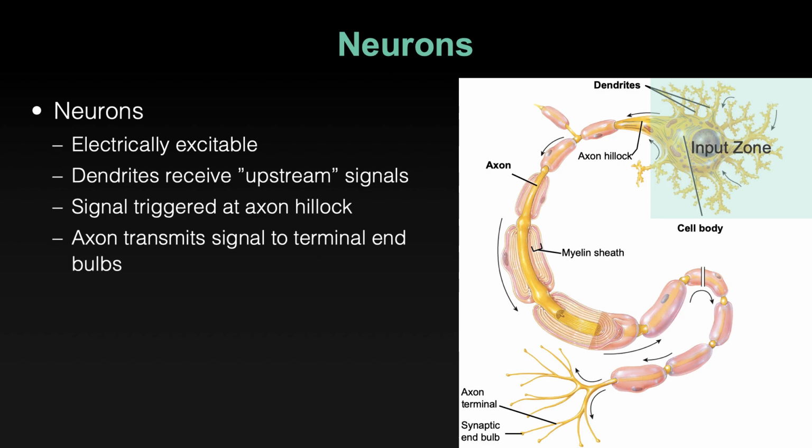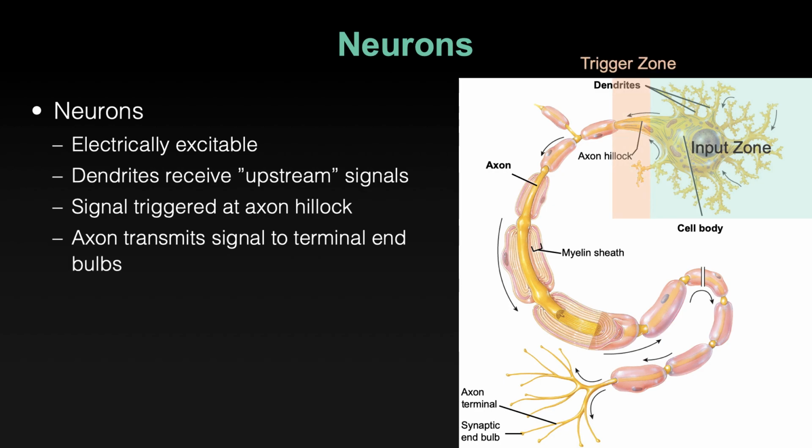The dendrites receive upstream signals. They receive incoming signals. This is where the input arrives. We can call this the input zone. Based on how many signals arrive, the strength of those signals, and what they're trying to tell the neuron, you may or may not activate it.